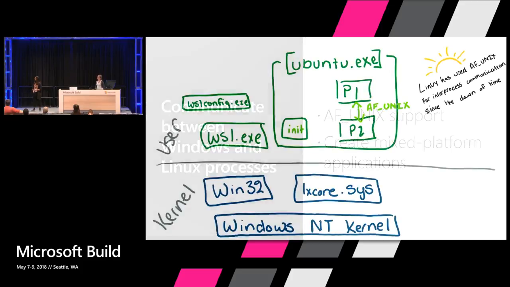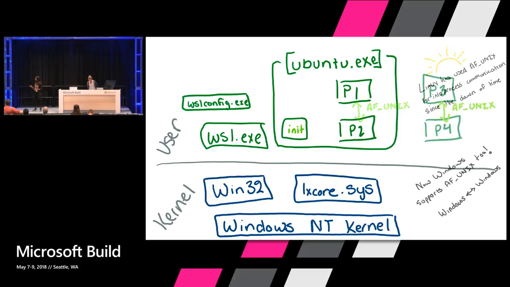So let's jump a little bit into the architecture we have here. Since the dawn of time, Linux applications have essentially communicated through AF Unix sockets, and that's the family space they've used for this communication. A couple months ago, in an Insider's build, we released the ability for Windows applications to communicate through AF Unix sockets. Now, the really fun part here is both these sides can communicate through AF Unix sockets.